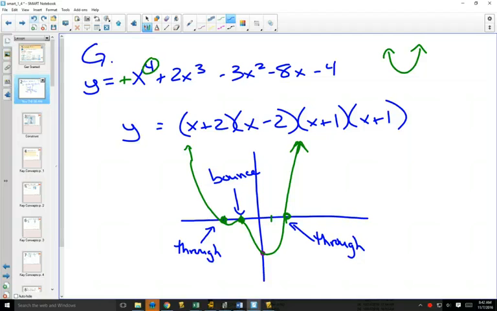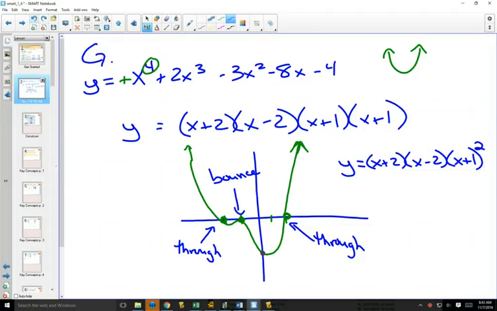Now, what's special about the bounce when we look at the factored form of the equation compared to the other x-intercepts? There's 2 of them. So we could write this equation as x plus 2, x minus 2, and x plus 1 squared. Any time you have one of your x-intercepts squared, it's going to bounce off of there.